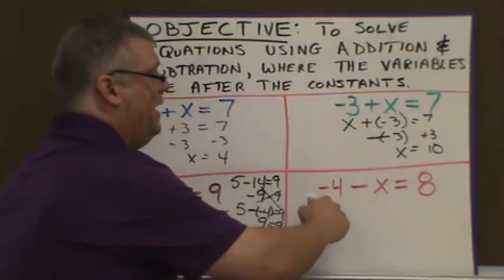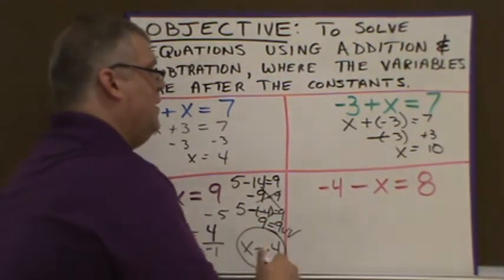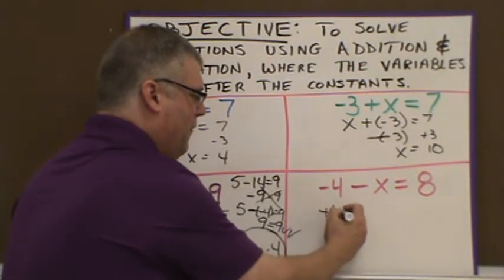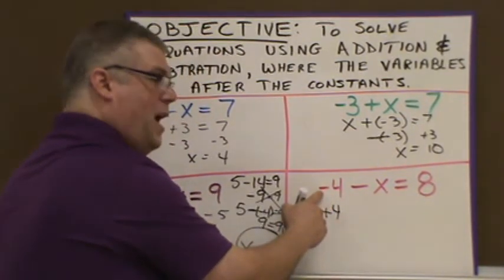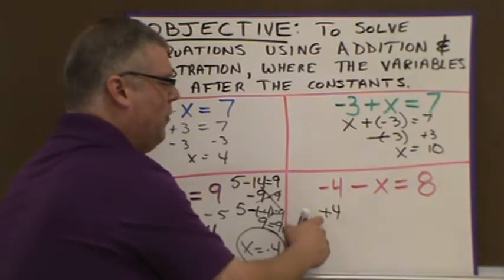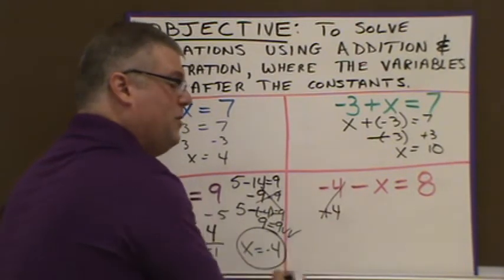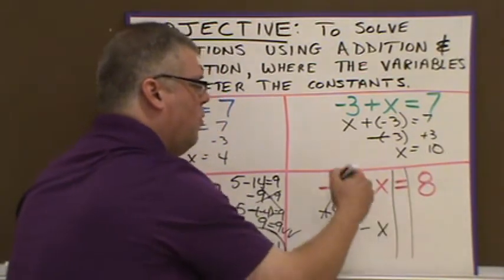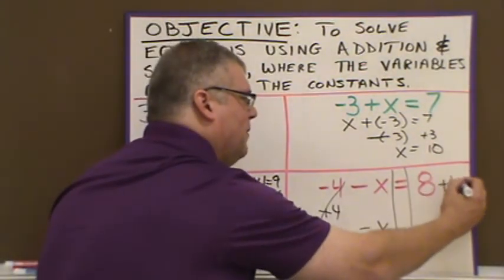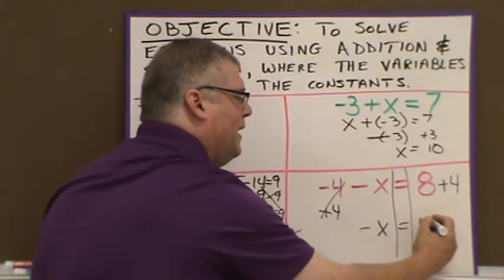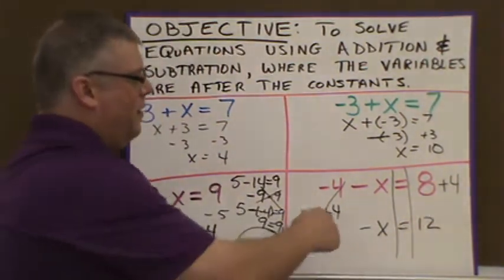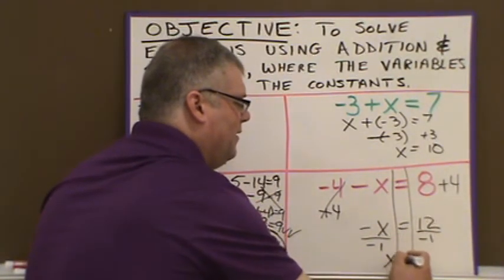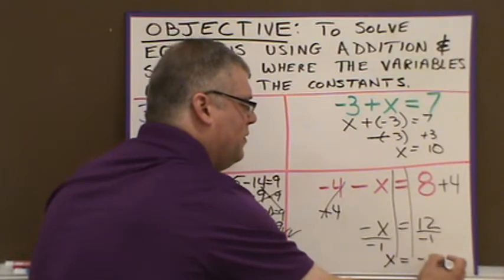All right, over here we've got negative 4 minus x equals 8. Now, here I want to do the opposite of subtraction, so I'm going to add 4. The minus sign in front here tells me the opposite operation I want to do. So I'm going to add 4, because negative 4 plus 4 becomes 0, which drops out. And I'll be left with negative x on this side of the equal sign. Whatever I do to this side, I have to do the same thing over here. So I add 4 there, and I get 12. Remember, I've got to change the negative over, so I'm going to divide by negative 1, and I get x is equal to negative 12.